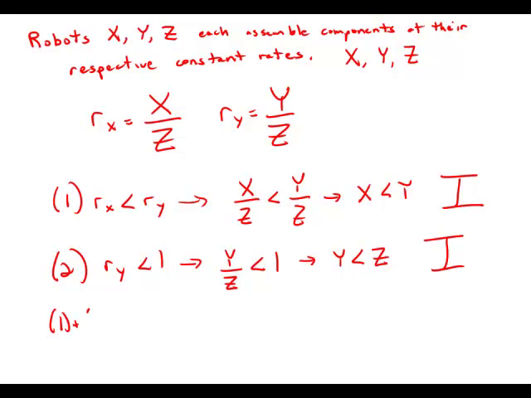When we combine the statements, though, well, now we know that X is less than Y, and Y is less than Z. And so it tells us definitively Z is the greatest of the three of them, and so combined, the statements are sufficient. Answer choice C.